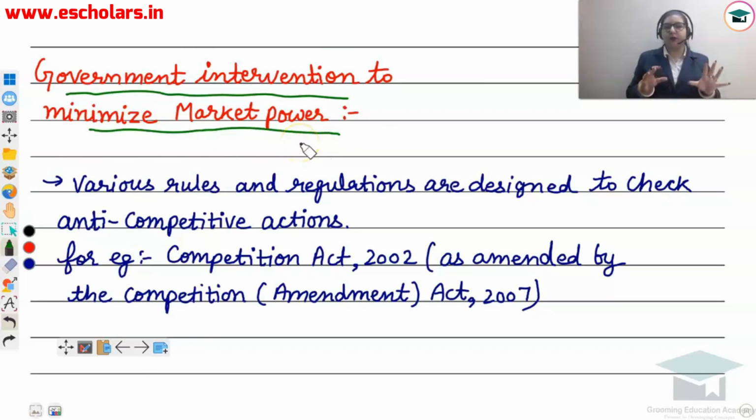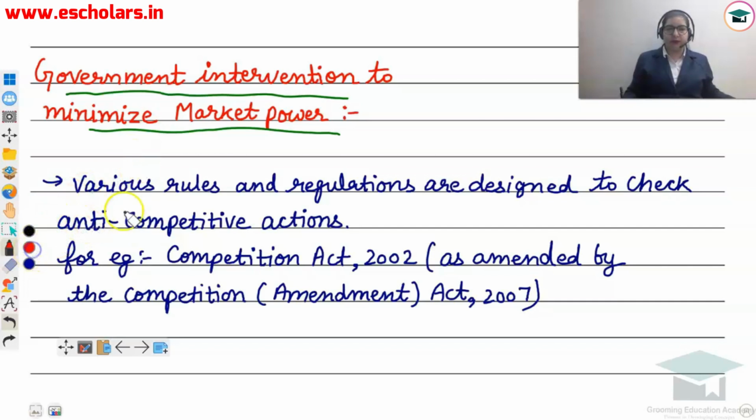So first we are going to talk about the steps which are being taken by the government in order to minimize the market power. As we all know, market power is the reason for market failure. So if the government will be able to minimize the market power, then the government will be able to minimize the market failure. Okay, so let's have a look at the steps which are being taken by the government to minimize the market power.